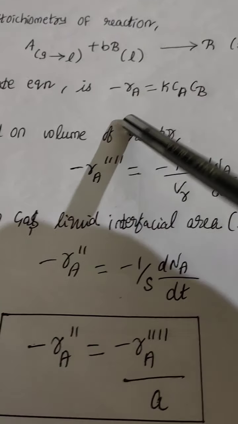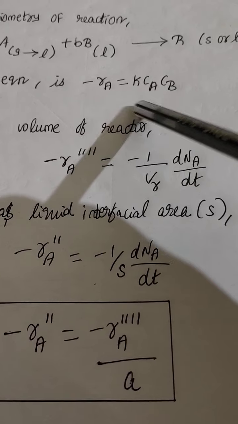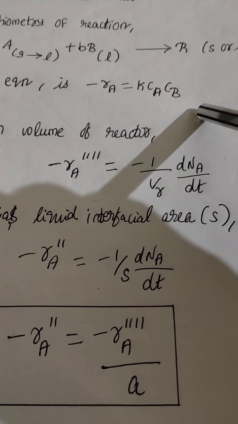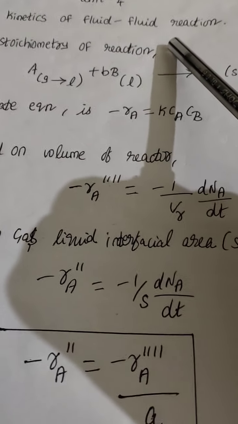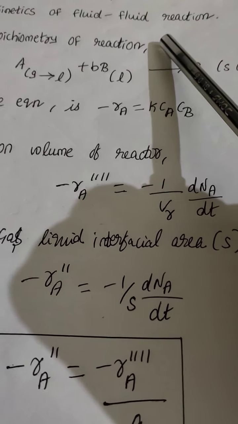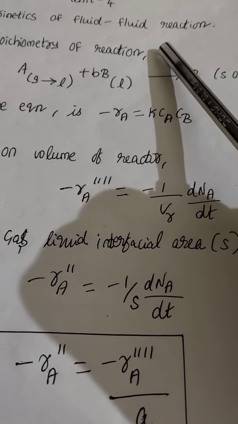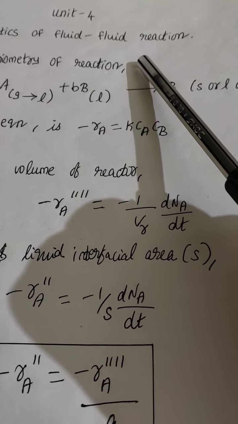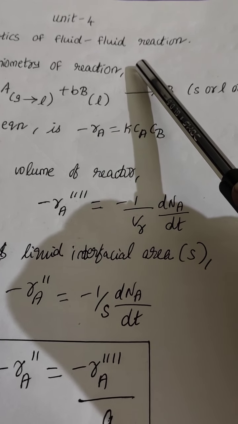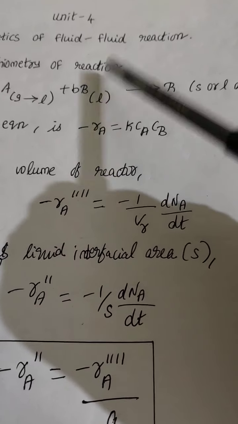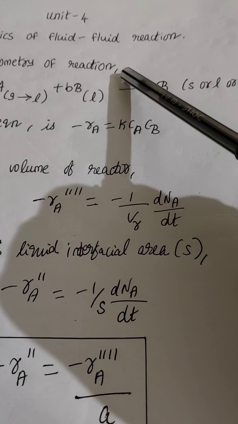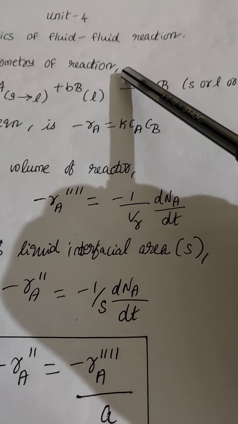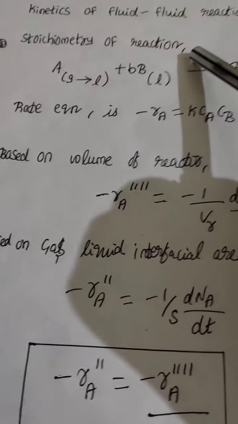So the rate equation can be written as minus rA equals k CA CB. And this heterogeneous fluid reaction has two important industrial applications. The first one is purification of a product, and the second one is production of a specific product. Example, production of nitric acid, sulfuric acid, etc. For purification of a product, you can take the example of removal of hydrogen sulfide.